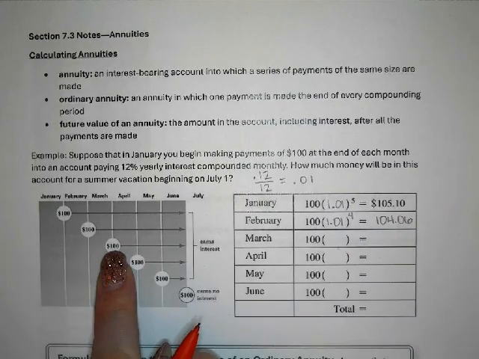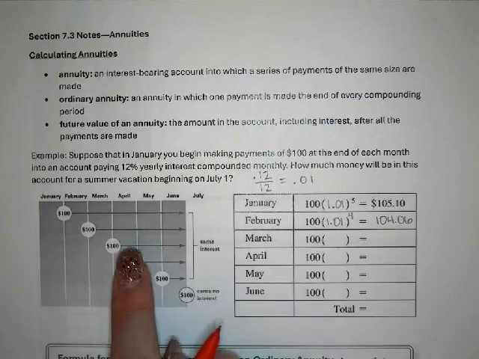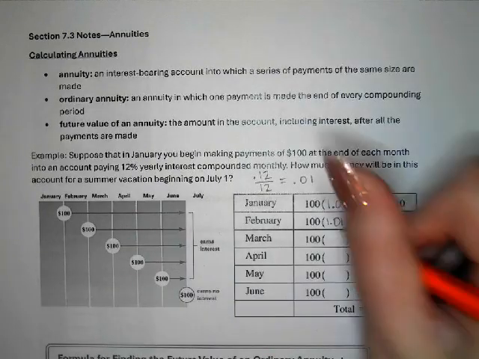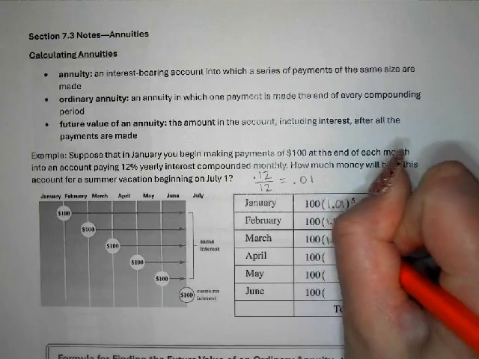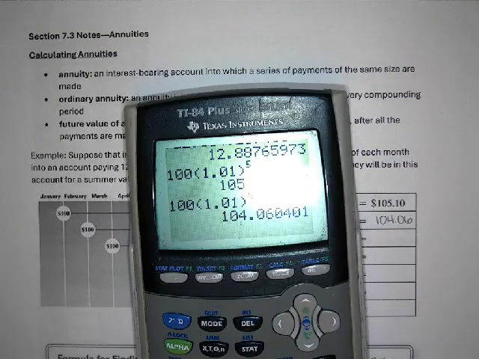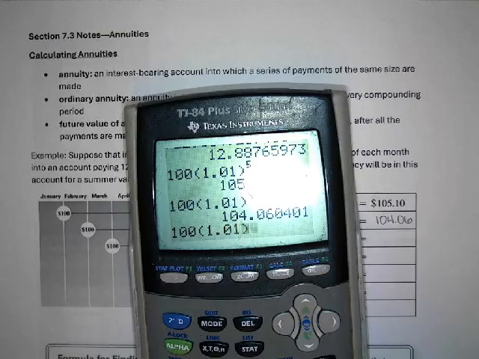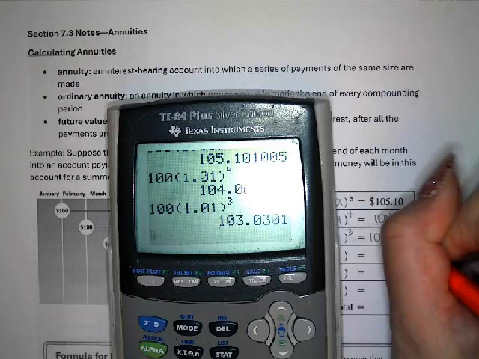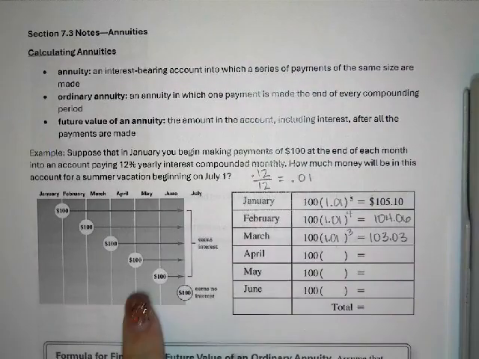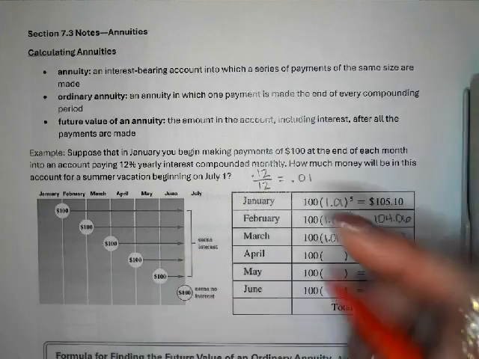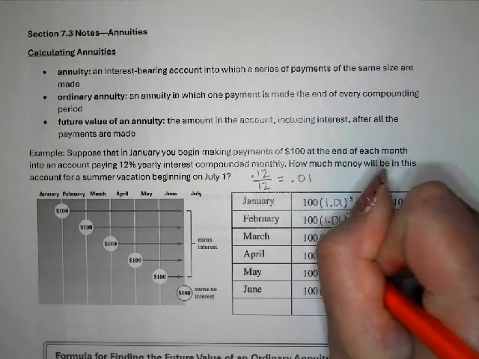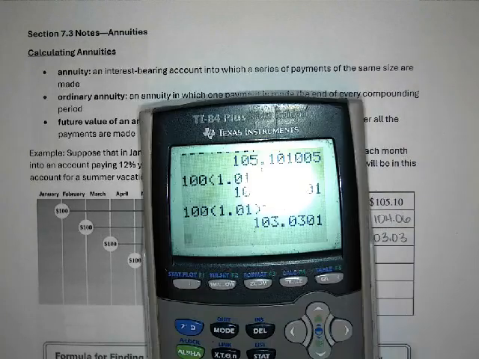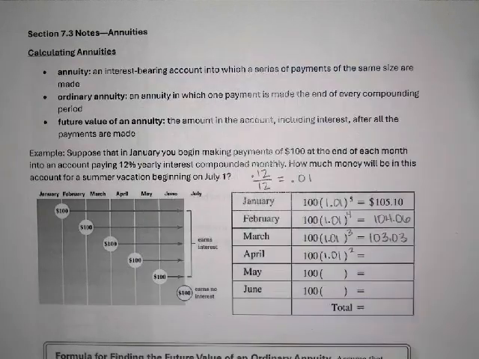For March, $100 is deposited. It's going to earn interest for April, May, and June. So 3 months that it will accrue interest for. And it will become $103.03. The $100 that's deposited in April will accrue interest in May and June. So it's going to accrue that 1% interest for 2 months.